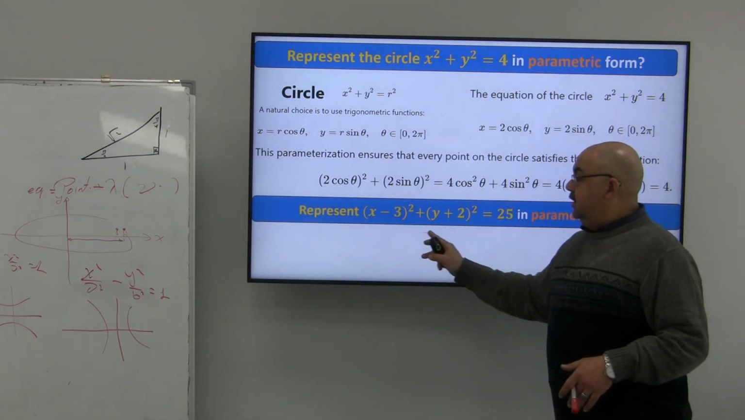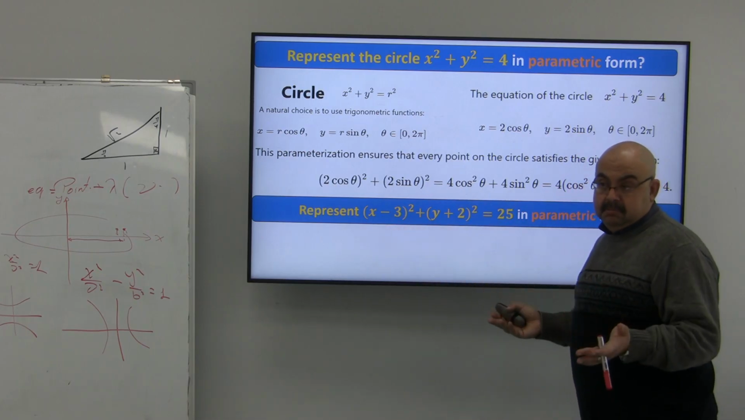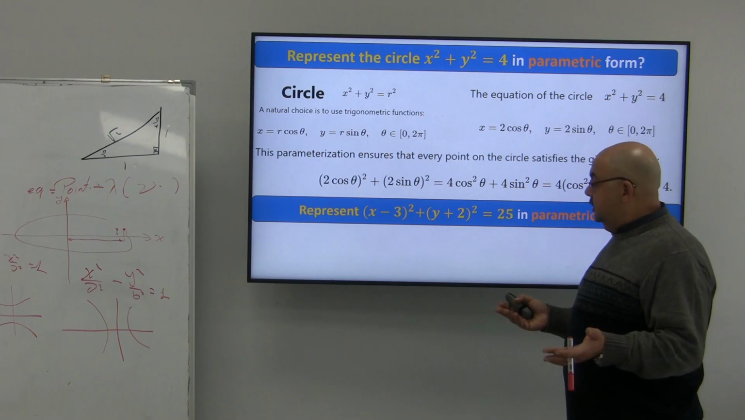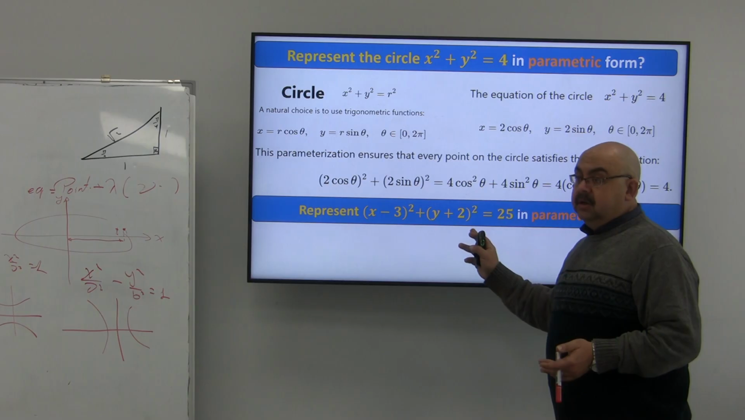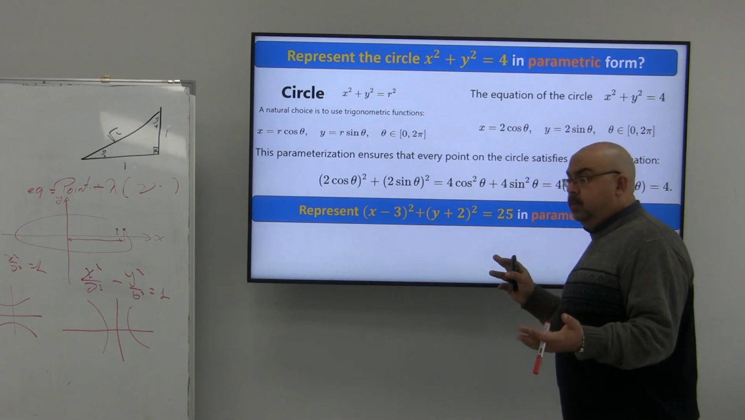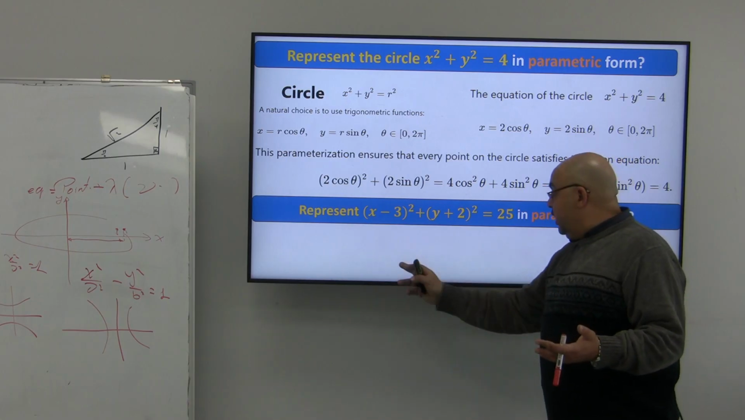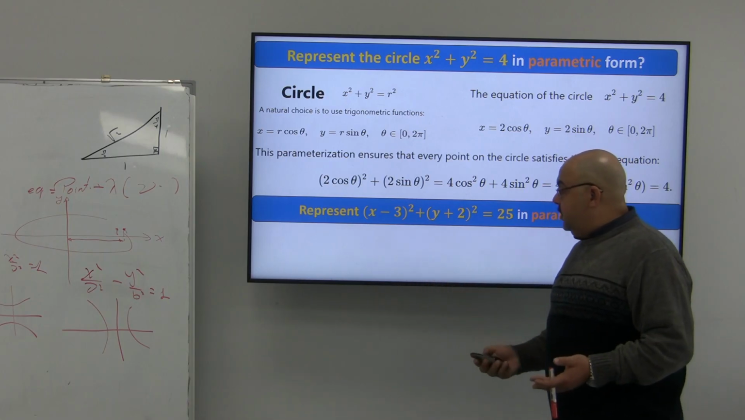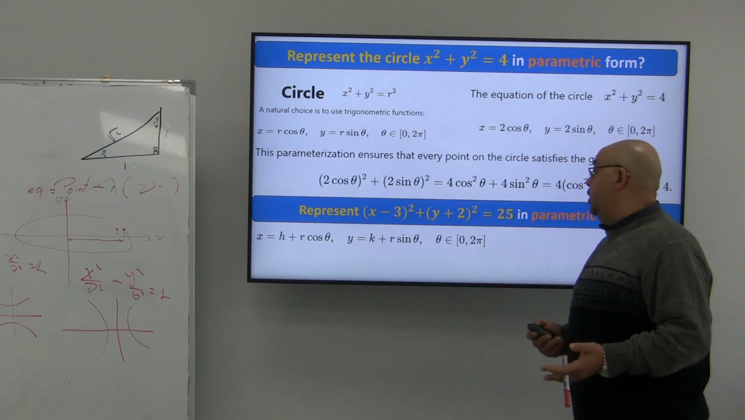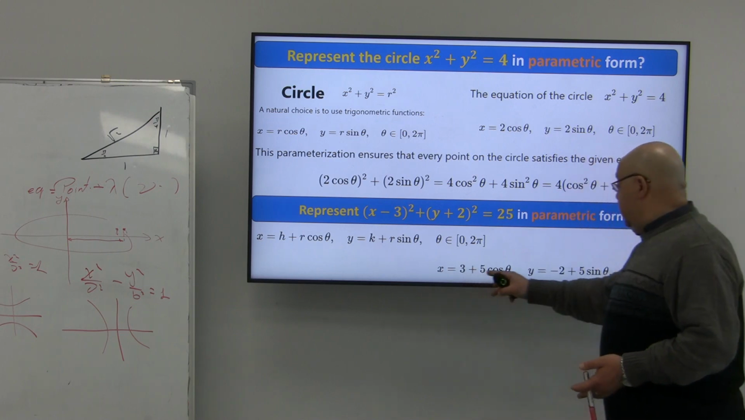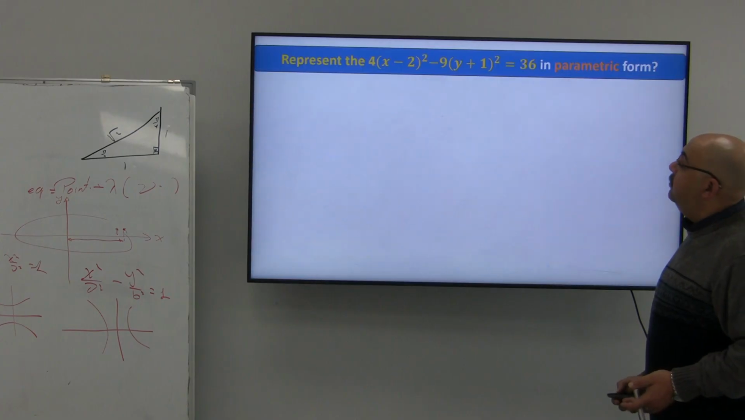So for this circle, the origin is not the center. x equals, so 3 first of all, yes, exactly right. The center is going to be 3 and negative 2. So for the x component, it's going to be 3 plus 5 cosine t or theta, and exactly the same for the other component. It's going to be negative 2 plus 5 sine theta, and theta runs from 0 to 2 pi.